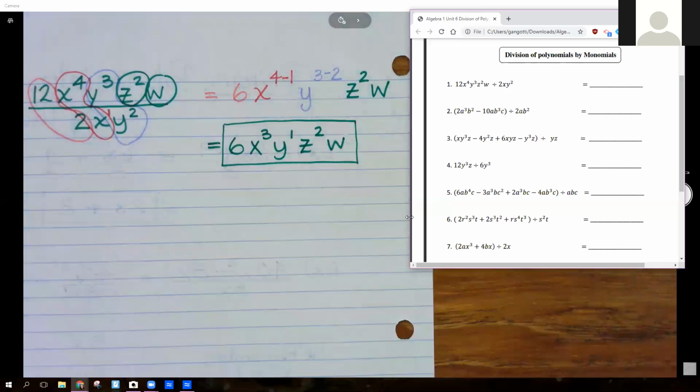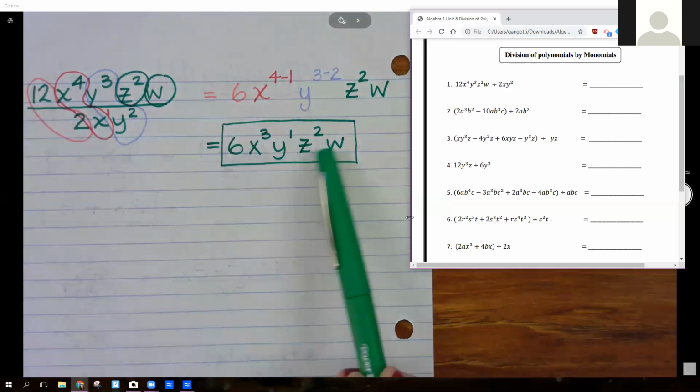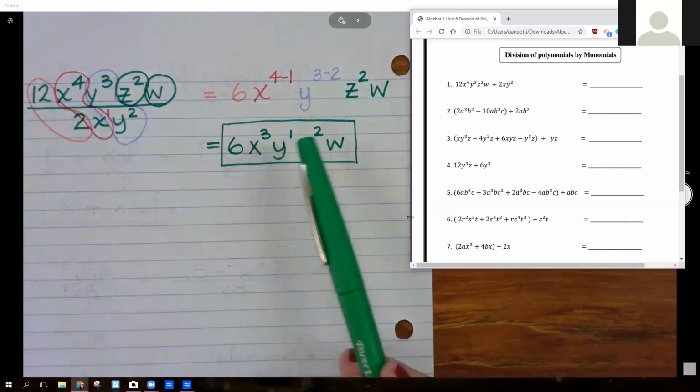Okay, we cannot simplify that any further because we do not have like terms. All of these bases are different variables, so I can't add any of these exponents.